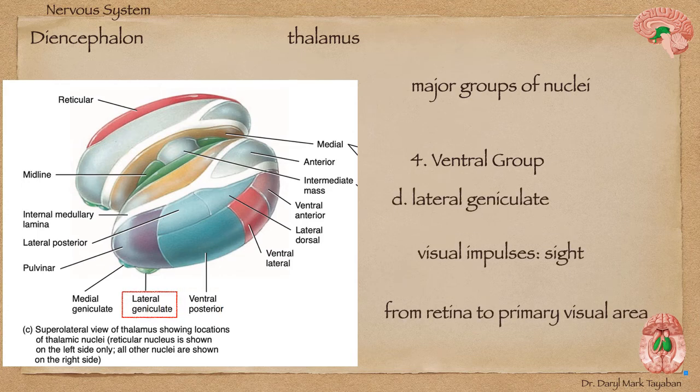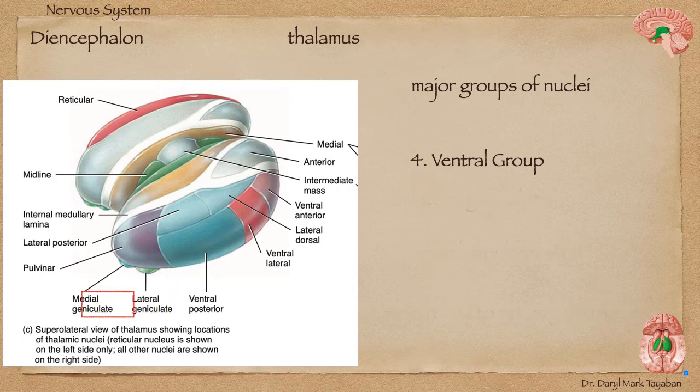The lateral geniculate nucleus relays information. These are still under the ventral group, okay? Just so you know. The lateral geniculate nucleus relays visual impulses for sight from the retina to the primary visual area of the cerebral cortex. Later, we'll also discuss that.